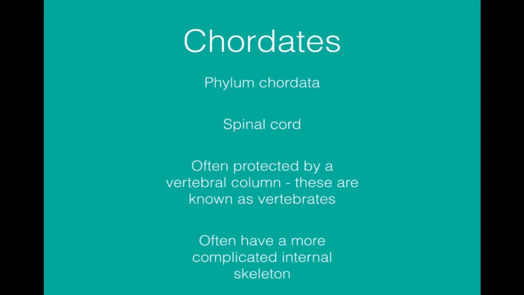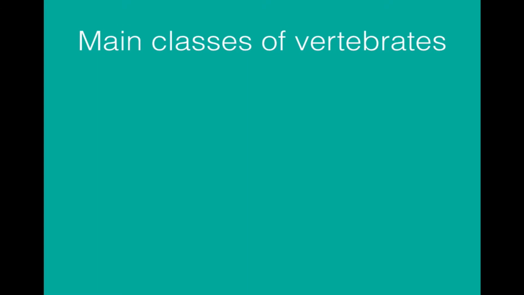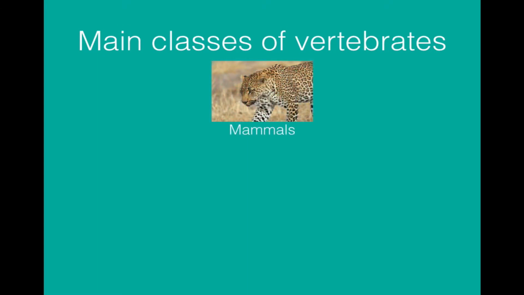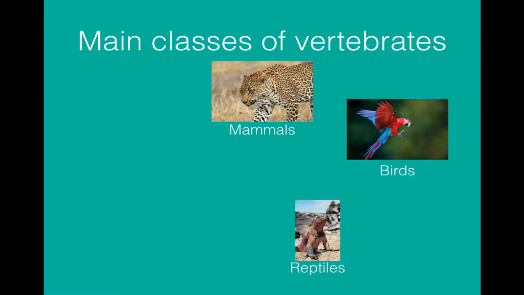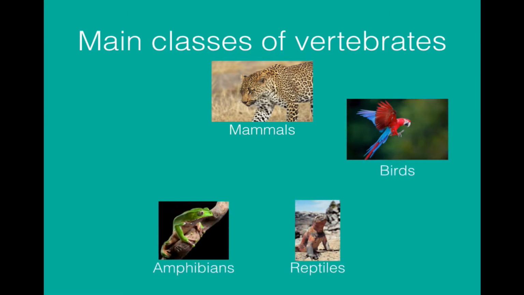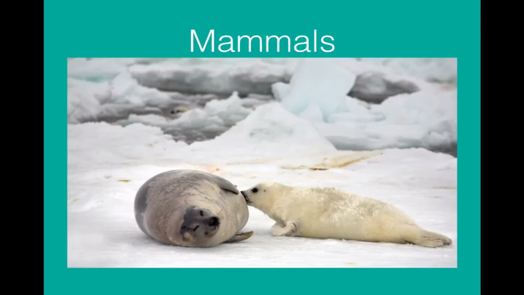They often have a more complicated internal skeleton, but some don't. So obviously we have many bones and not just a spinal cord. There are 5 main classes of vertebrates. We have the mammals, which includes us. We have birds, we have reptiles, we have amphibians, and we have fish.